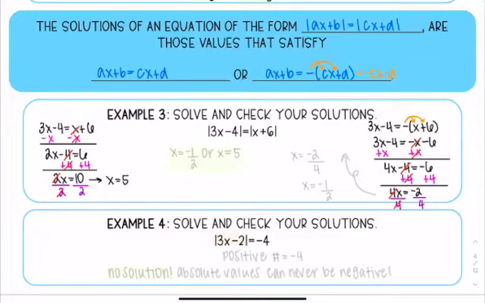And so we end up getting, just going to bring this up a little bit, x equals negative 2/4, but that can be simplified. We can take a 2 out of the top and bottom, and so we end up getting x equals negative 1/2. And so my two answers: x is either negative 1/2 or x equals 5.